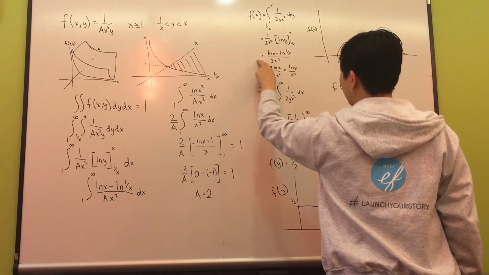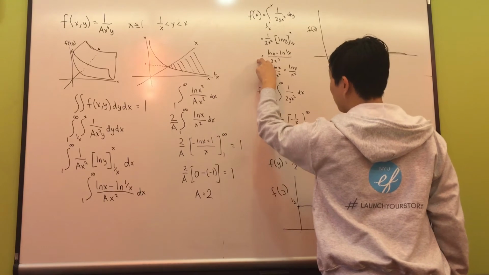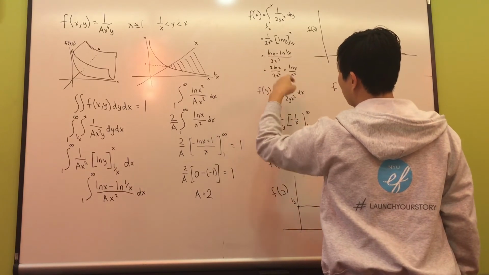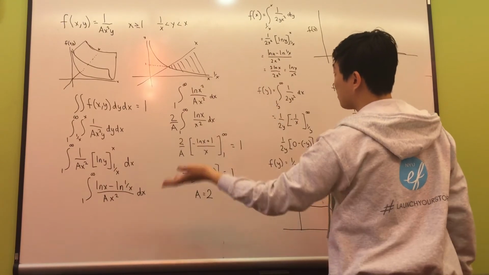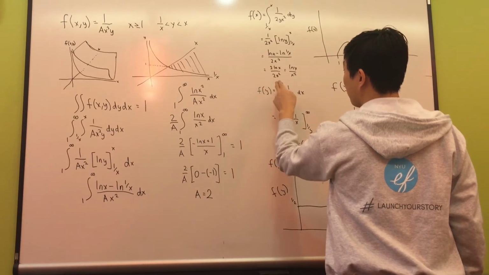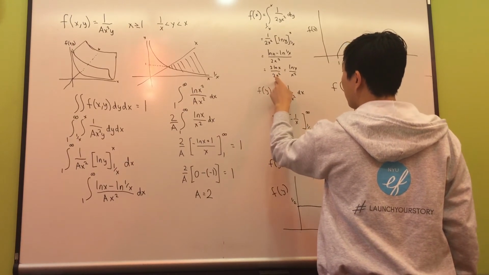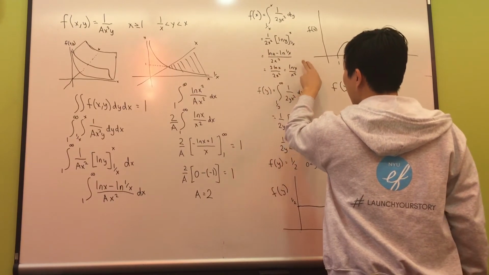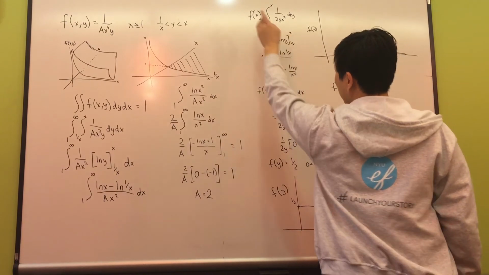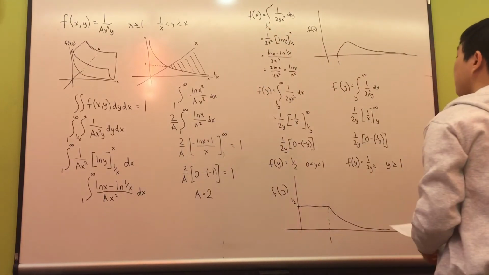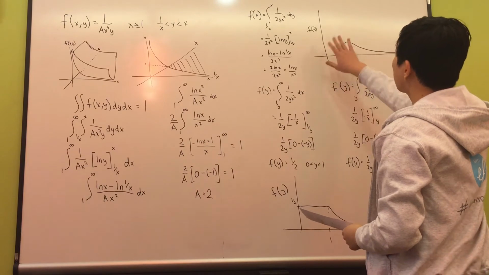We have done this step before, so it's ln of x minus ln of 1 over x. That becomes ln of x squared. The 2 comes out, so there's 2 ln x divided by 2x squared. The 2's cancel out, so we get ln of x over x squared for our f of x. And so that graph looks like this.